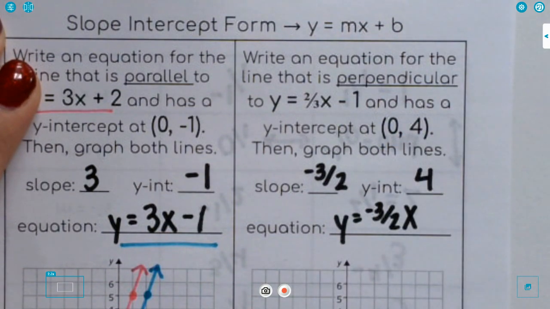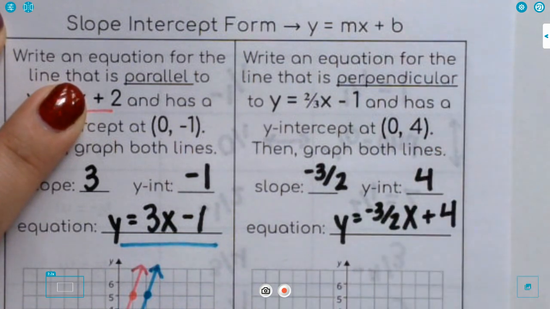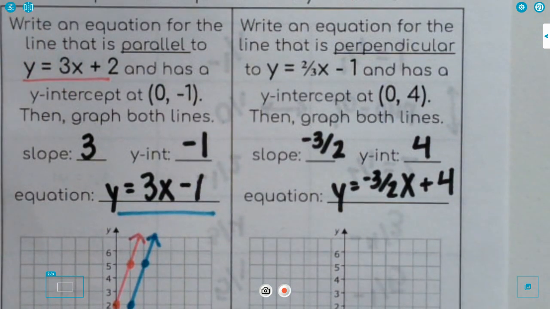x plus 4. Okay. Any questions about writing that equation? Okay. Then we can go ahead and graph both of them.